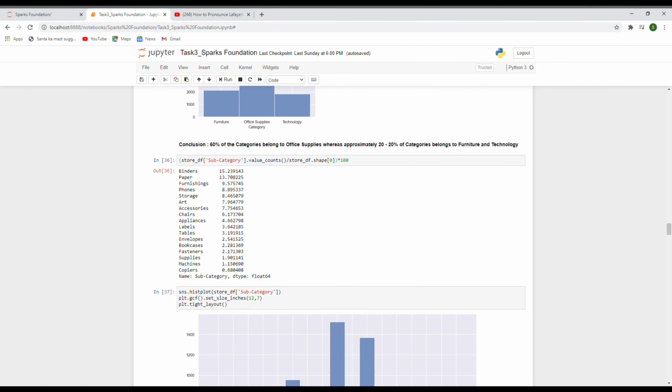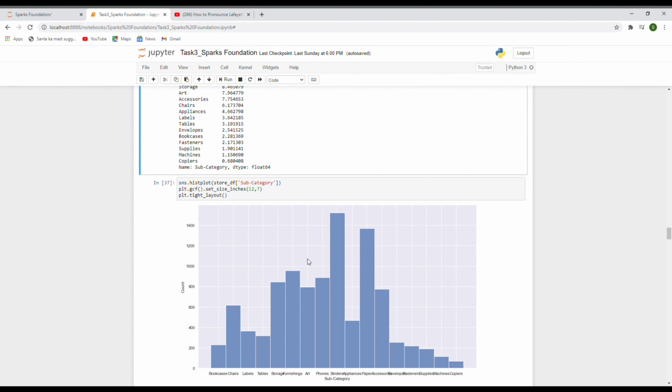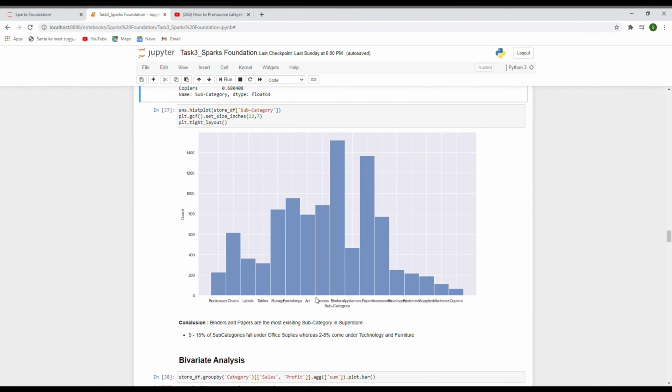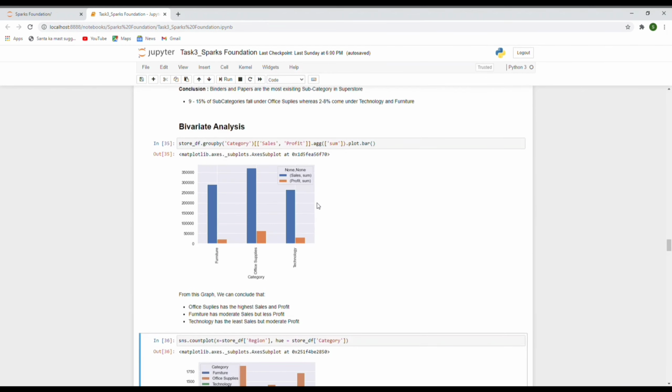Whereas we have calculated the percentage of subcategories as well. So we have observed that binders, paper and furnishing have the highest percentage. So by using a histplot, we can conclude that binders and papers are the most existing subcategories in the superstore, whereas 9 to 15% of the subcategories fall under the office supplies, whereas 2 to 8% come under the furniture and the technology category. Let us do some bivariate analysis.